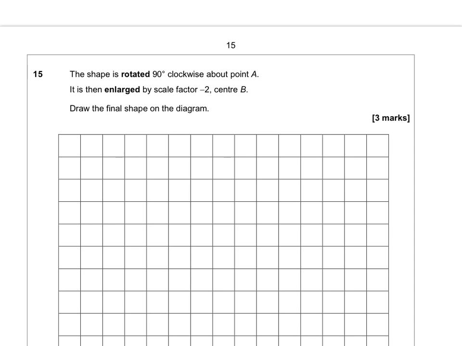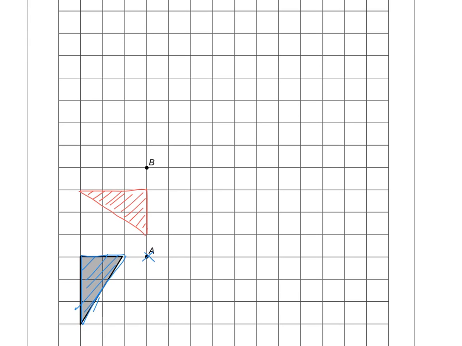Draw the final shape on the diagram, so scale factor of -2, centre B. So, if we take this point here, it is 1 unit away from B. We multiply that by the scale factor, which essentially is 2, to give us 2 units, but we need to take those 2 units in the opposite direction. So rather than counting in this direction, we count upwards to here.